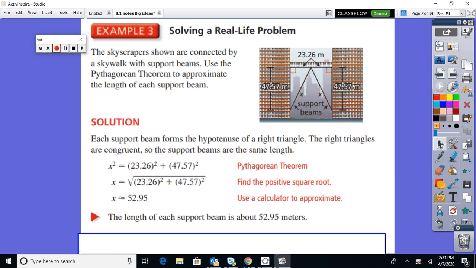So you can just set it up. You can see where your triangle is. You got 23.26. You've got 47.57. And you're missing the hypotenuse. So there's just a simple real-life example. All right, so go ahead and pause the video here and try the monitor progress problems that you see coming up ahead.